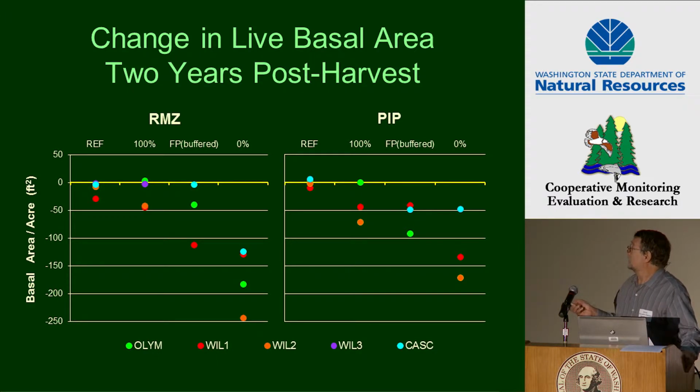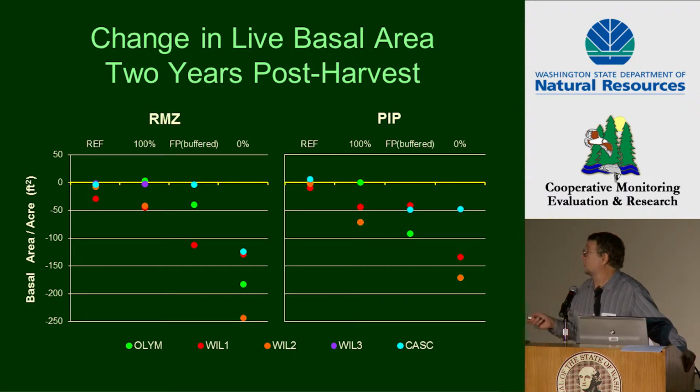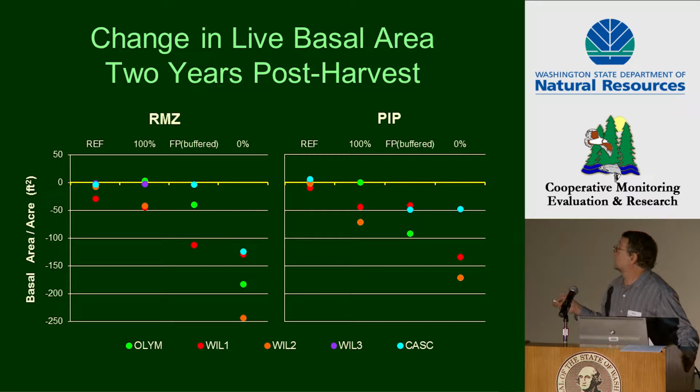These figures show the change in basal area per acre during the post-harvest period. So we have a graph for RMZs and PIPs, and this is the change in basal area per acre on the y-axis, and we have the treatments across the x-axis. And in this plot, the yellow line is the zero line, or no change. So any points above that line increased in basal area per acre, and the points below the line decreased.